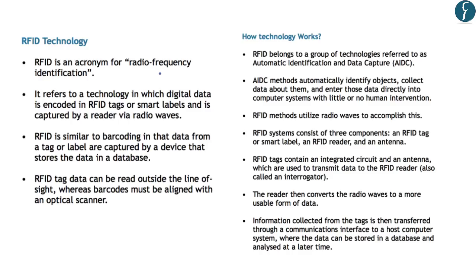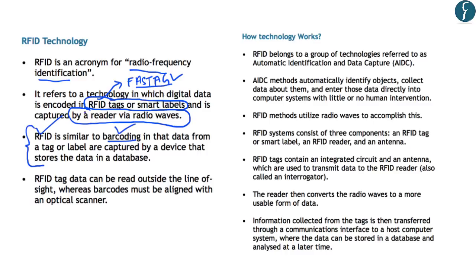So, RFID simply refers to the radio frequency identification technology. Now, in this technology, the digital data is encoded into tags which are known as RFID tags or smart labels or smart tags. Now, these RFID tags are used as FASTags at the toll plazas for collection of tolls. So, simply the digital data is encoded into these RFID tags, and these are captured by a reader which uses radio waves. So radio waves are emitted from these tags and are captured by a reader which analyzes and captures the data from these tags.